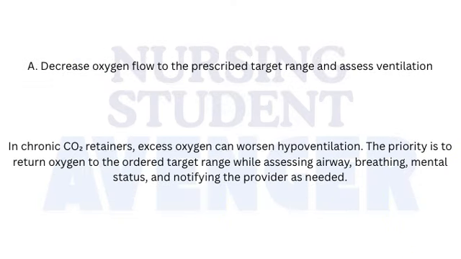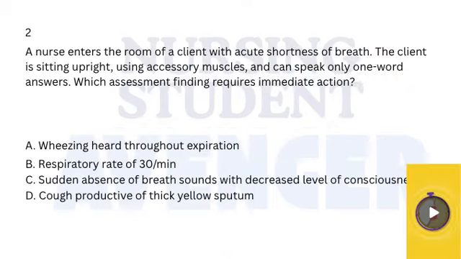The correct answer is letter A. Decrease oxygen flow to the prescribed target range and assess ventilation. So the word ventilation is very important here. In chronic CO2 retainers, such as patients who have COPD, excess oxygen can worsen hypoventilation, so they slow their breathing. The priority is to return oxygen to the ordered target range while assessing airway, breathing, mental status, and notifying the provider as needed. Let's go to question number 2.